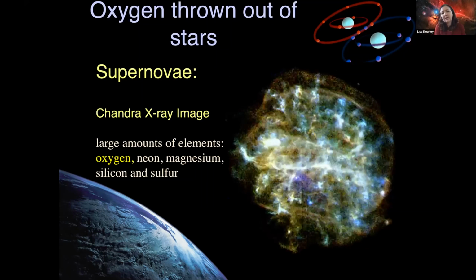So this is a real image of a supernova. This is taken in the X-rays with the Chandra X-ray satellite. And the different colors here correspond to different elements. So you've got oxygen is blue, and then the other colors correspond to neon, magnesium, silicon, and sulfur. You can see there's actually quite a lot of oxygen in this supernova, and this is one of the few known oxygen-rich supernova in our Milky Way.